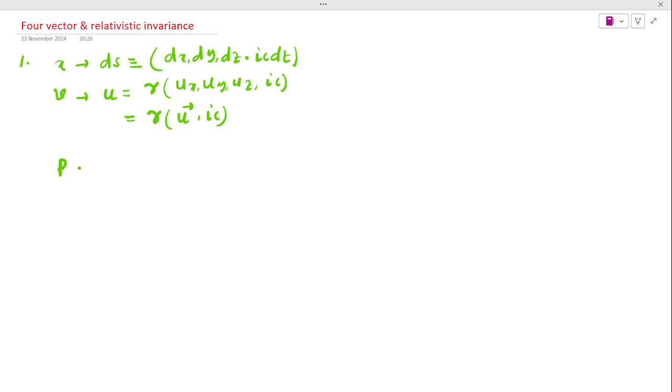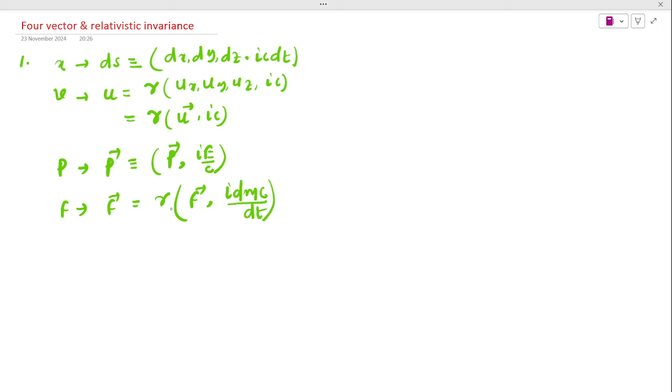For momentum p, for vector momentum, iE/c. The another one is for force, γ f, i dmc/dt.